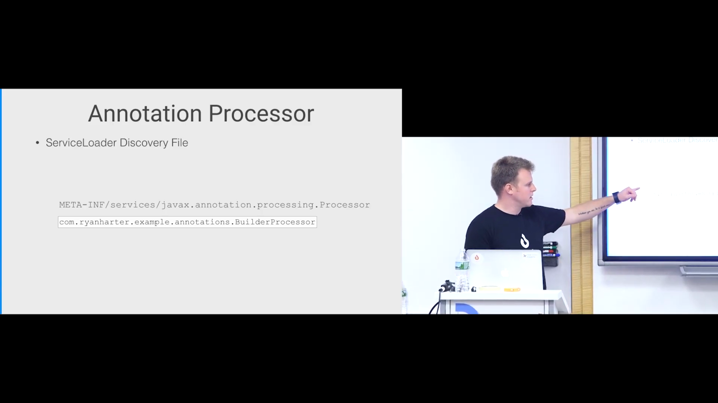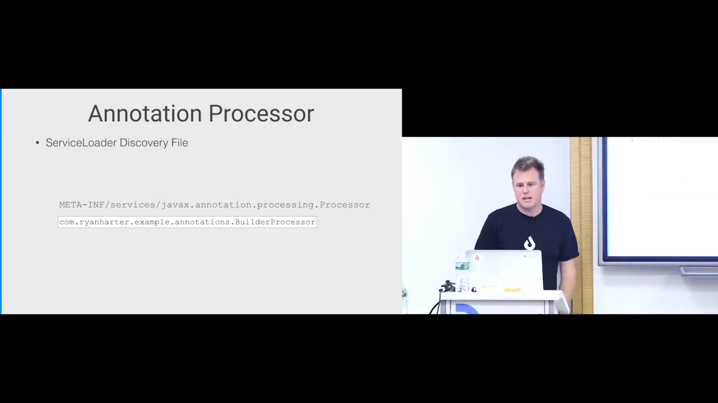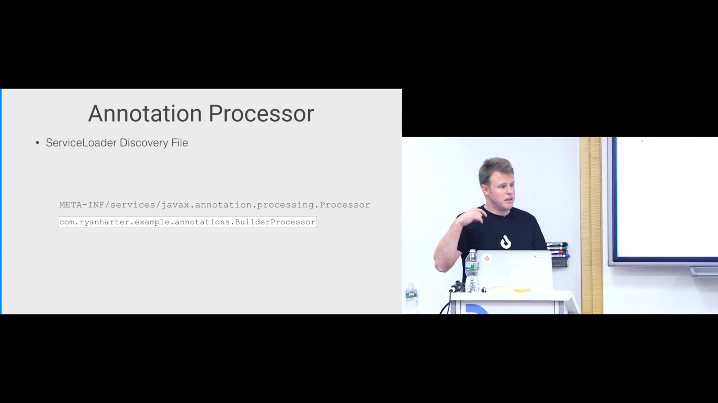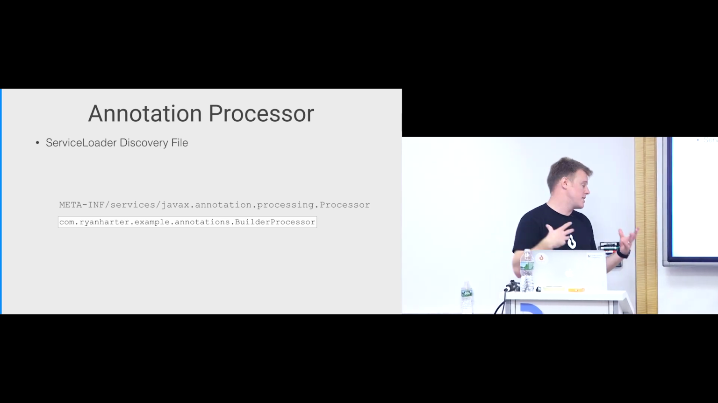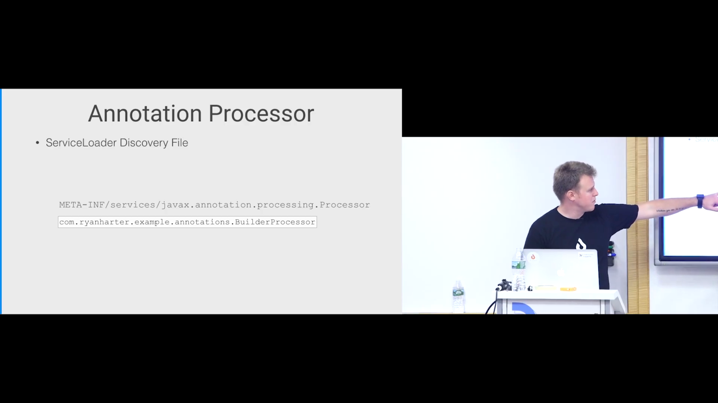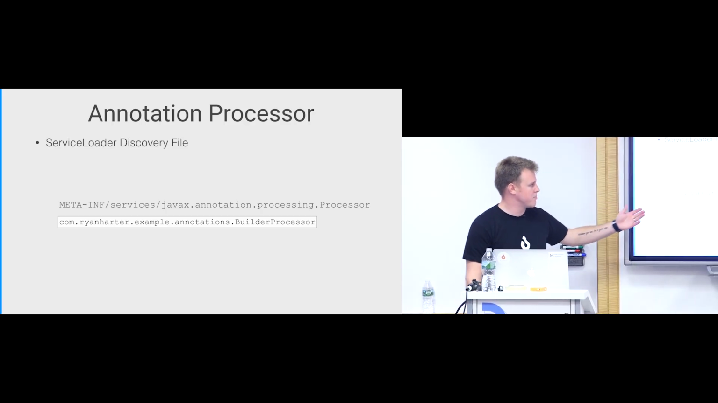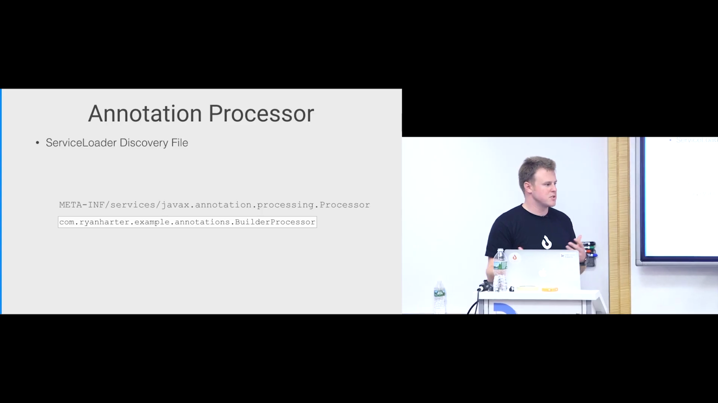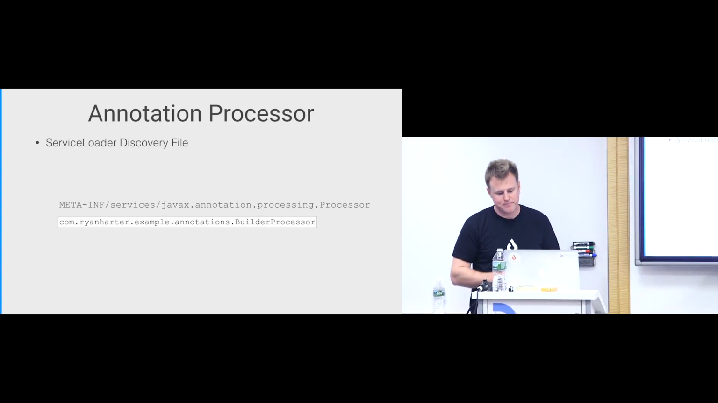And then in here, separated by new lines, you have all of the classes in this jar, fully qualified name, that implement that processor. And so what's going to happen is once Javac and the annotation processing tool figures out all of the dependencies for your project, right? And so everything that's on the class path, it's going to search for implementations of javax.annotation.processing.Processor. And so that's how it determines which processors are available.